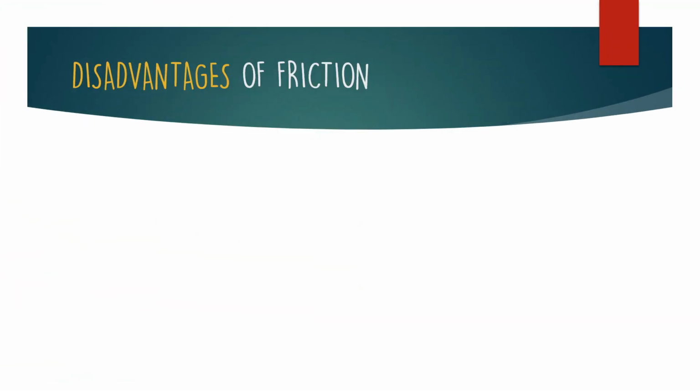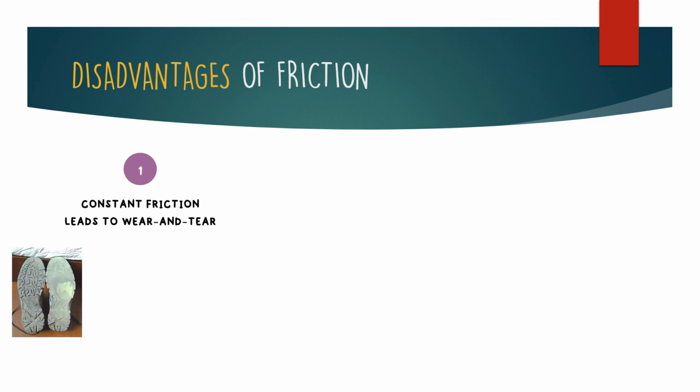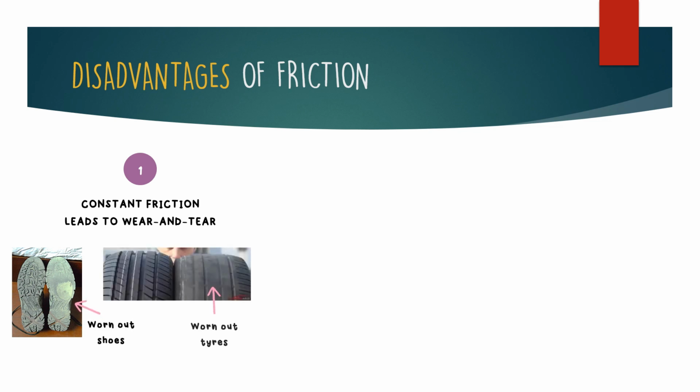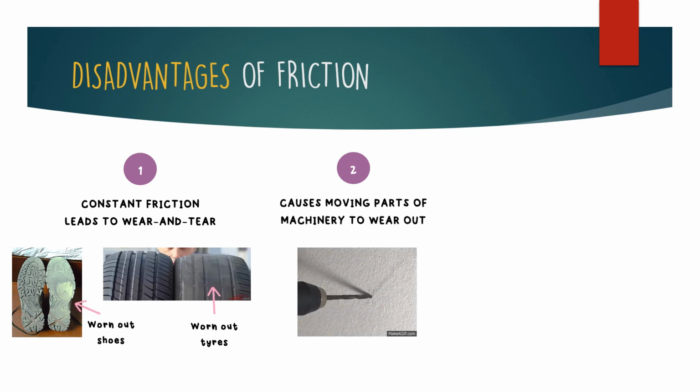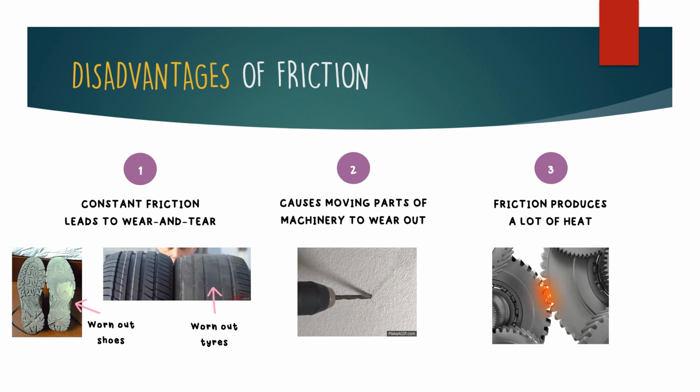Unfortunately, friction has its disadvantages. Constant friction between two surfaces leads to wear and tear. For example, just like these worn-out shoes and these worn-out tires. Friction also causes moving parts of machinery to wear out. Moreover, friction produces a lot of heat, which can damage the surface of an object.